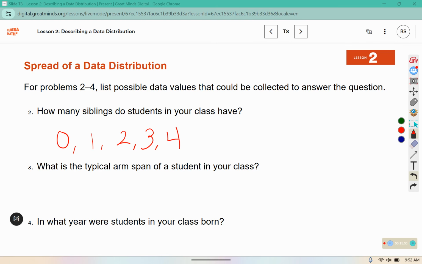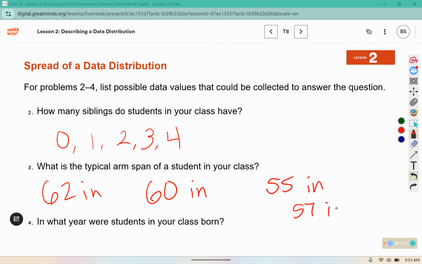What is the typical arm span of a student in your class? Well, your arm span is usually similar to your height. So I would expect maybe 60 inches or 55 inches or perhaps 62 inches, 57 inches.